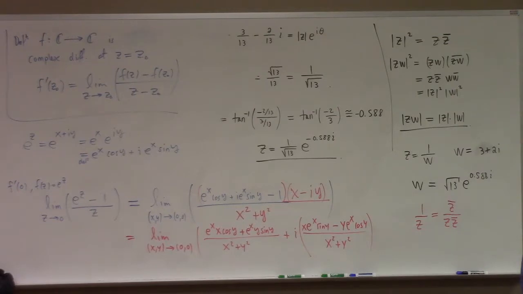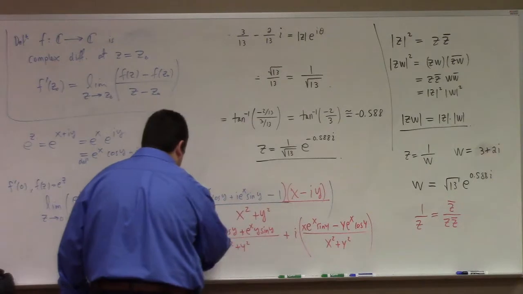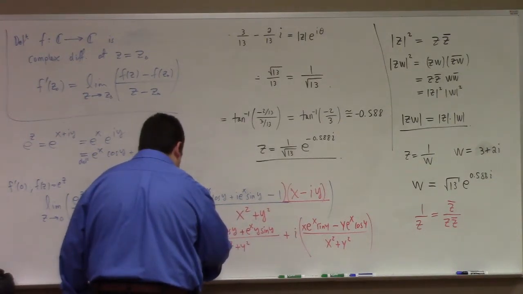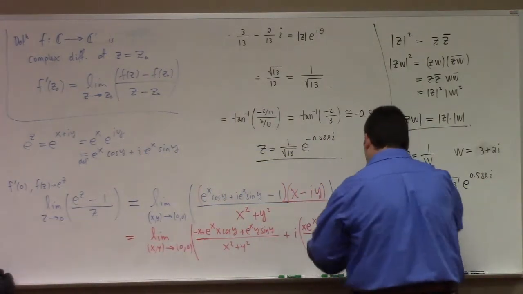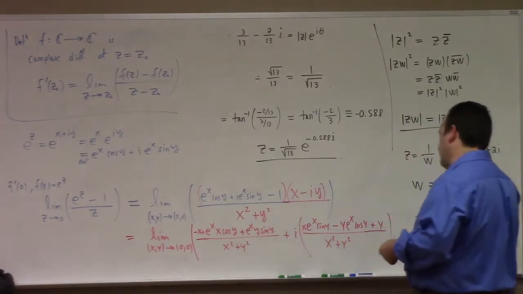Oh yeah, I forgot my, and also over there, I forgot about that one. So I'm supposed to have minus x out front here. And I'm supposed to have a plus y out back here. Thank you.